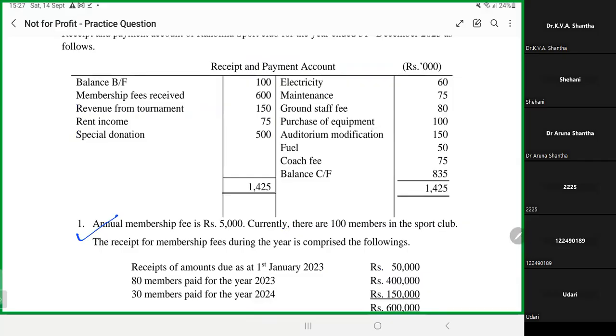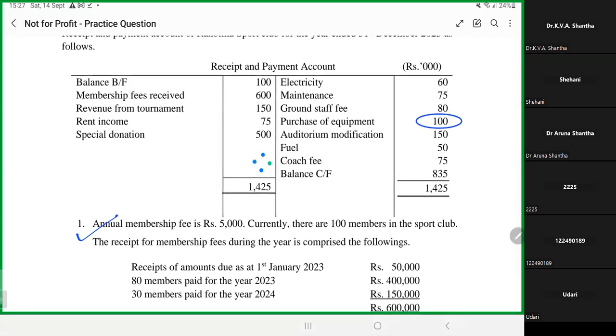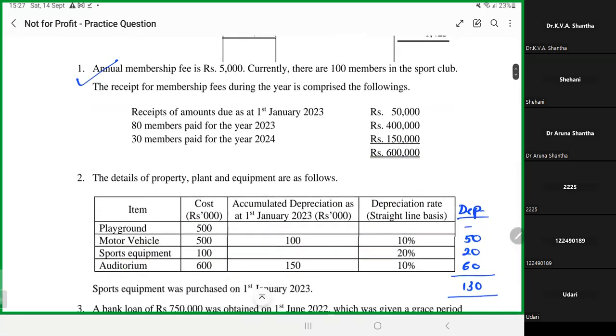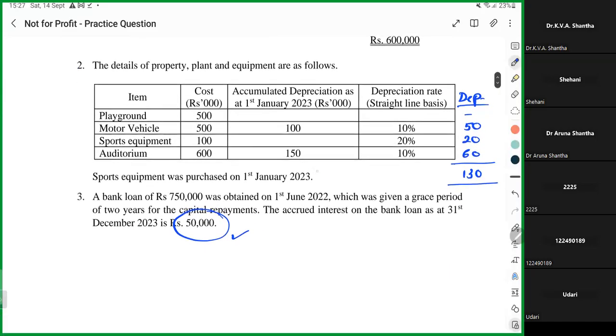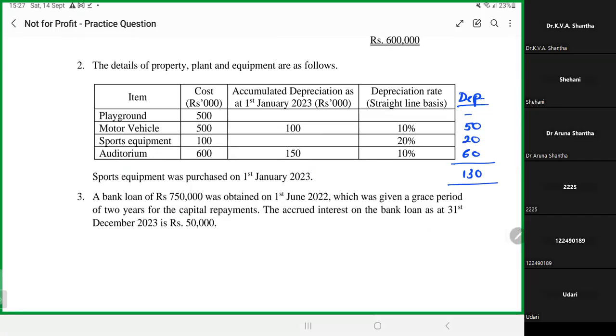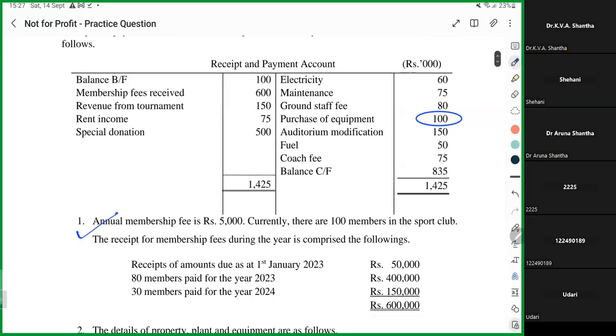Purchase of equipment. Now there's an equipment purchase. So what is that? That can be sport equipment. You see, sport equipment purchase 1st January, 100. So that is the sport equipment you purchase. Right. So that we have considered in the depreciation calculation.